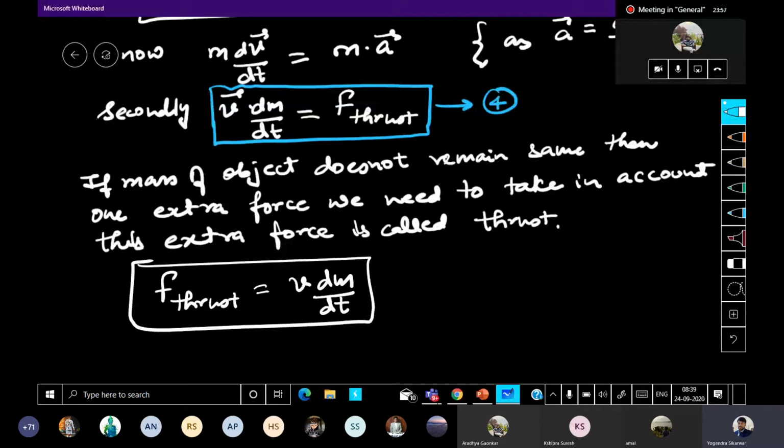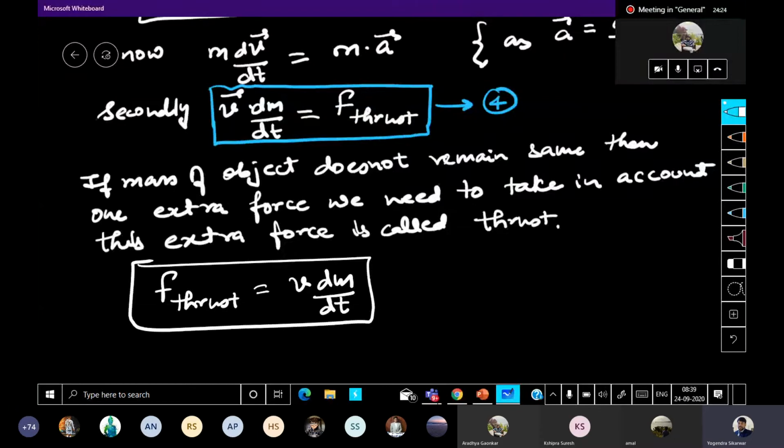If you want to see another example of thrust, suppose you are moving on road, on a bike or in a car, when heavy rain is going on. Rain is falling heavily and you are moving on road. So what is happening? Due to that rain, you feel extreme either push or pull. Why?